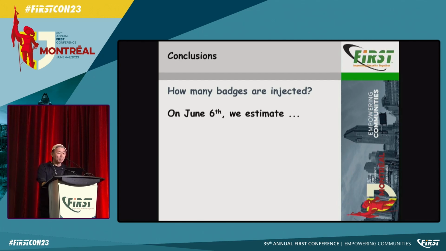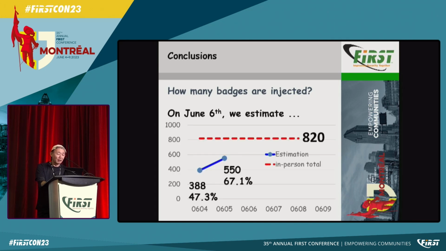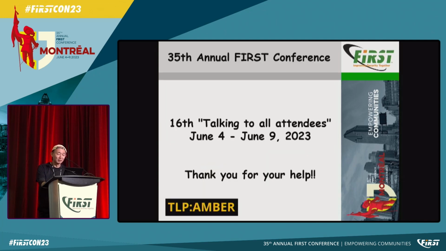Conclusion: how many batches are injected? In June, we estimate about 550, about 550. Thank you very much for your help. That's all.